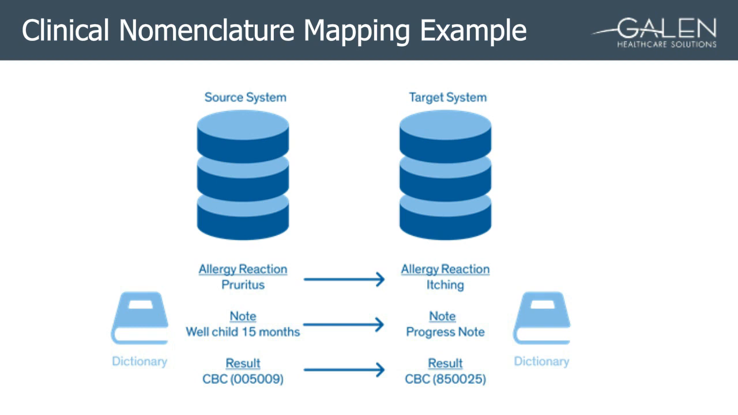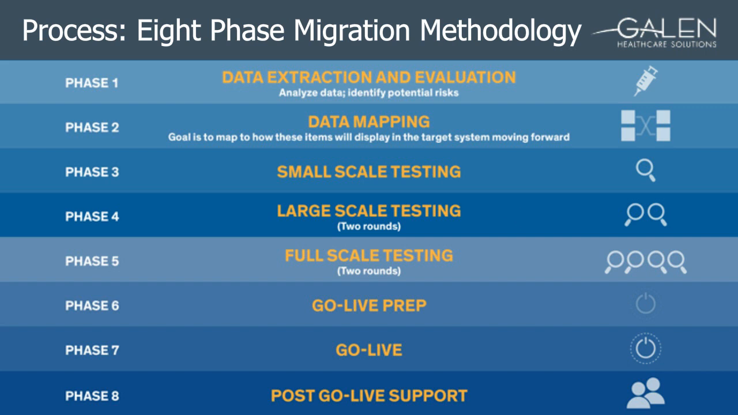The next phases are our testing and validation phases. The reason why I want to call these out is because they typically require the most time and effort. There are 3 phases: small, large, and full-scale validation. Each phase has its own purpose and set of goals. Full-scale validation is truly a dress rehearsal for go-live.